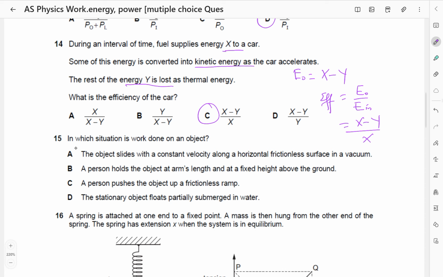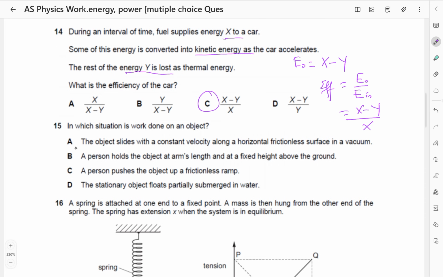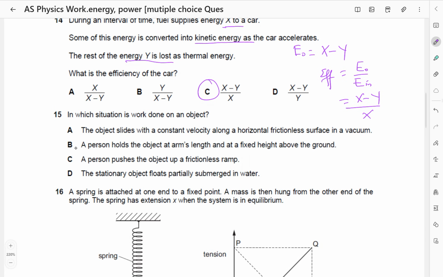In which situation is work done on an object? The object slides with a constant velocity along a horizontal frictionless surface in a vacuum. Here the velocity is constant, the change in kinetic energy is 0. There is no friction, work done against friction is 0. So here there is no work done. A person holds the object at an arm's length and at a fixed height. There is no movement, the work done is 0.